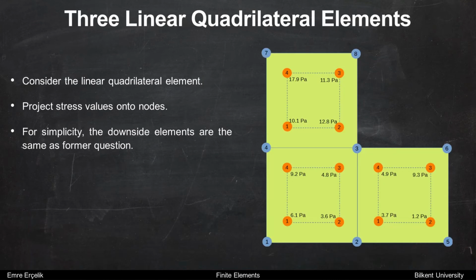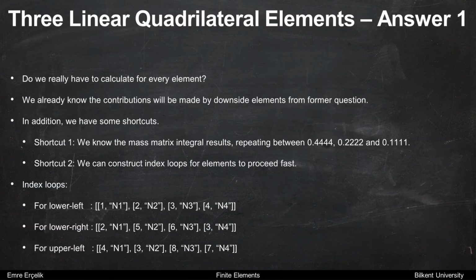And the fifth example, 3 linear quadrilateral elements. We will project the stress values onto nodes. Again, for simplicity, the downside elements are the same as the former question. A question arises. Do we really need to calculate for every element? No. We already know the contributions that will be made by the downside elements from the former question.